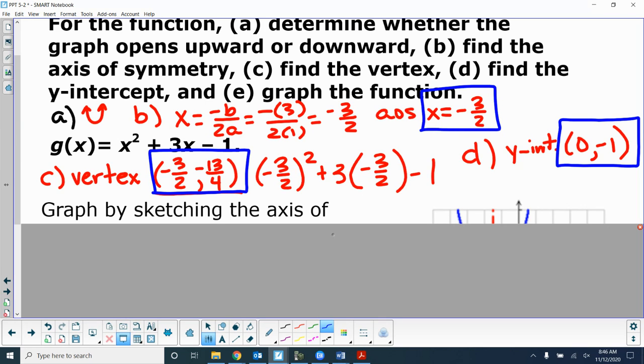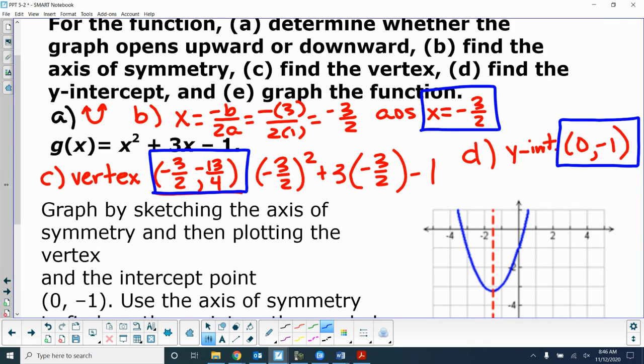Okay? So then to get that third point for my parabola, I go the same distance this is from that in the opposite direction, right? Because it's symmetrical, right? So that's this here. All right, so here is our y-intercept. Here is our vertex. So I'm to the right of this 1.5, so I go to the left of it 1.5. So there's that third point, so I know what to connect. Does that make sense?